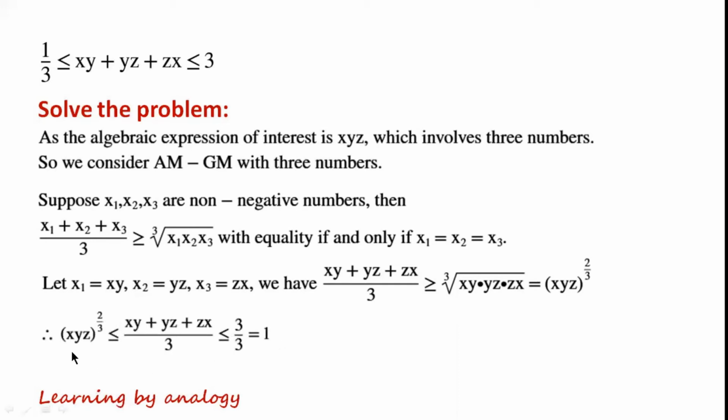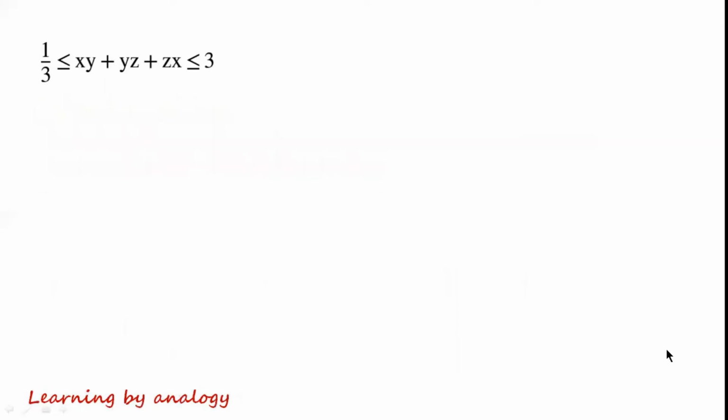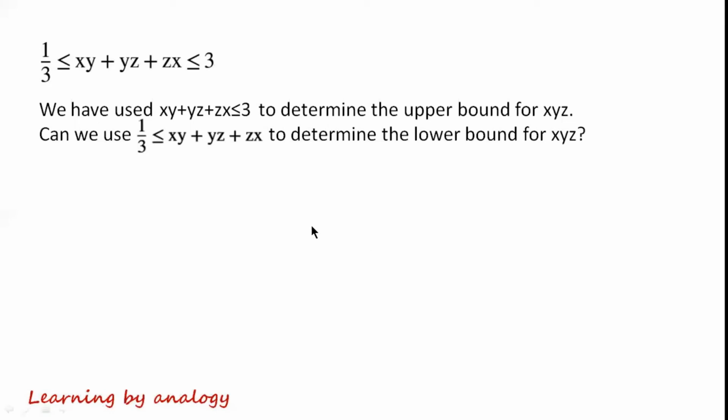So (xyz)^(2/3) ≤ (xy + yz + zx)/3, which is ≤ 3/3 = 1. So xyz ≤ 1, with equality when x = y = z = 1, so xyz = 1. We have used xy + yz + zx ≤ 3 to determine the upper bound for xyz.